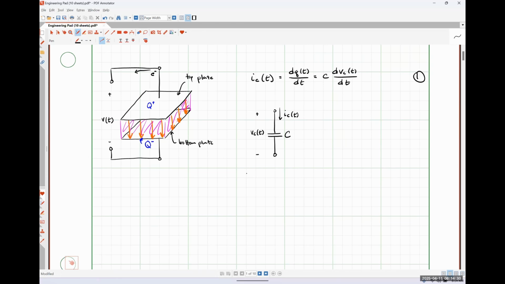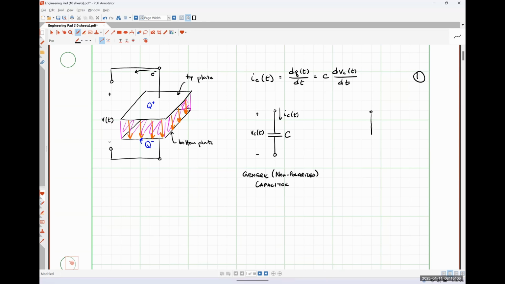So this is our schematic symbol for a generic or non-polarized capacitor. And for what it's worth, all of the capacitors that we are going to deal with in this class physically in our labs and stuff like that are going to be examples of these non-polarized capacitors. Okay.